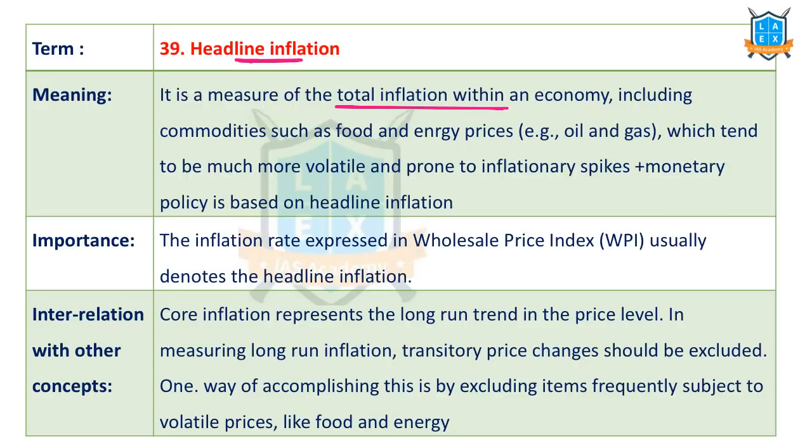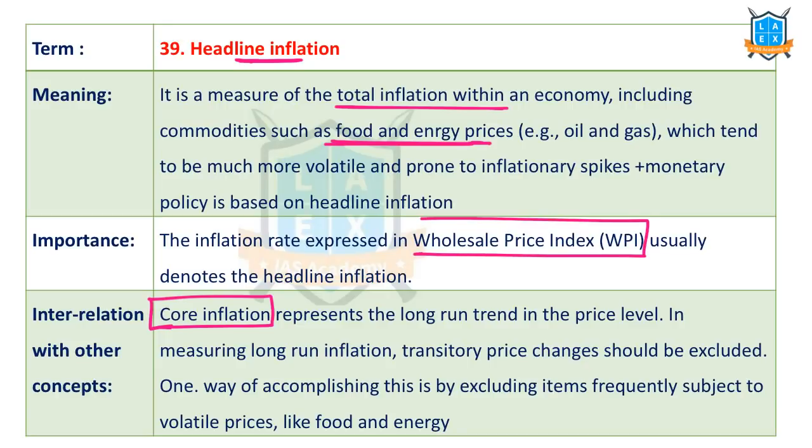So that's called headline inflation. It includes food and energy. If we exclude food and energy, that is called core inflation. If we include them, this is called headline inflation. Earlier, headline inflation used to be calculated with the wholesale price index. From 2014 onwards, we are using the consumer price index. Now it is not the wholesale price index, it is the consumer price index.